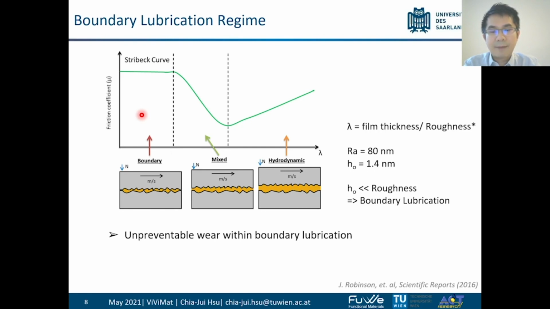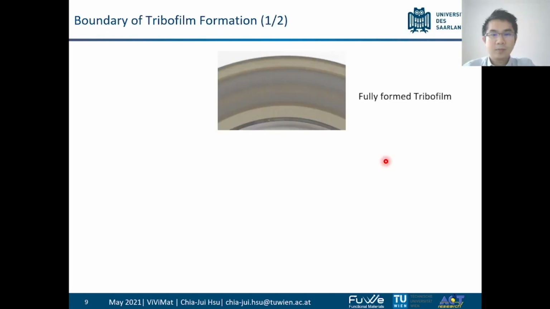That's why wear happens, and the only way to prevent further damage is to have a tribofilm in between. When a fully formed tribofilm is in between as a barrier, then we have the ability to protect the surface. You can see the preliminary result: after the tribo test, we found a fully formed tribofilm.